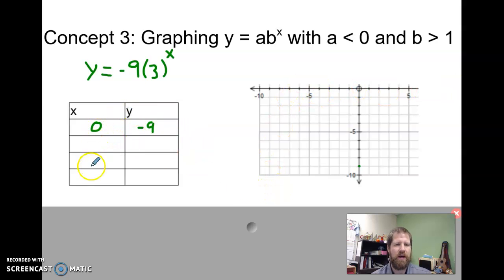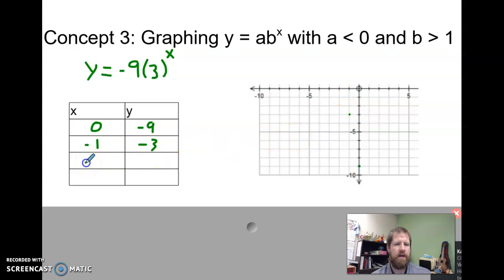So instead of going up to positive 1, positive 2, I think what I'm going to do is go down to negative 1. Okay, so if x is negative 1, this value is going to be 1/3. And so negative 9 times 1/3 is going to be a negative 3. So at negative 1, we have a negative 3.